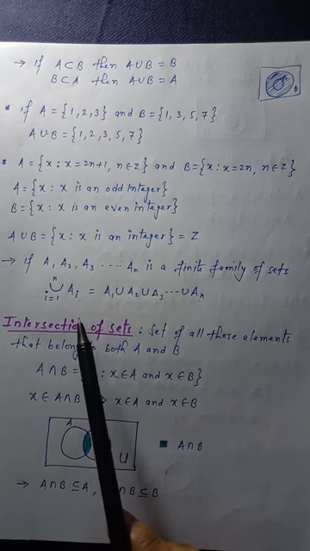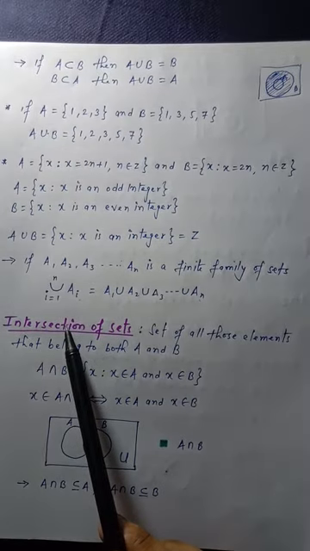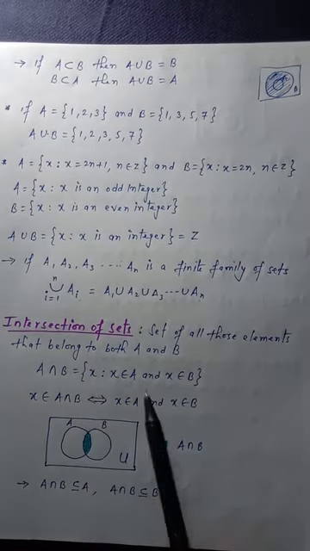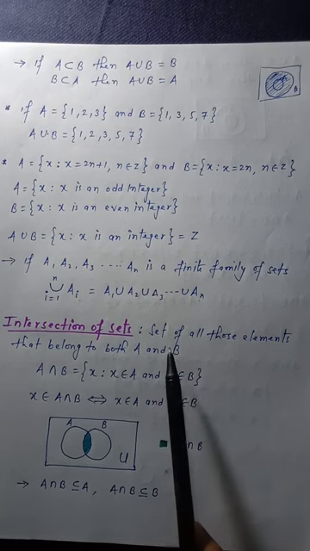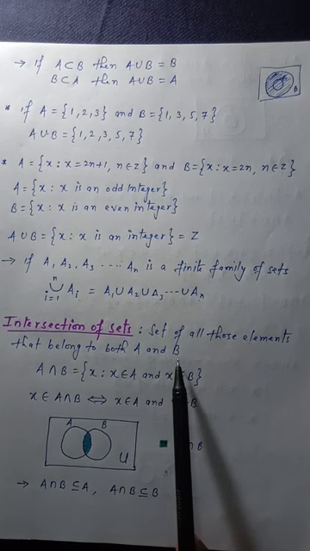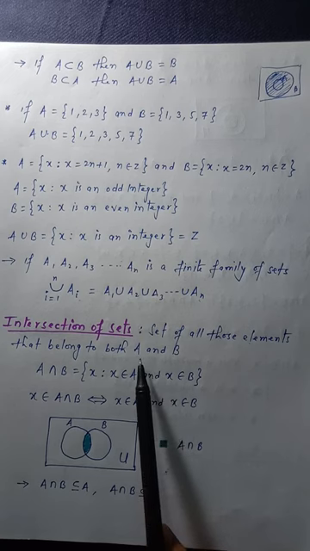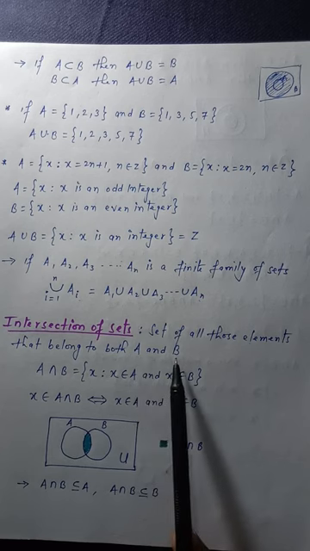Now come to the next operation, which is intersection of two sets. In intersection we will take those elements that belong to both sets A and B. Here I am saying 'and', whereas in case of union we were saying 'or'. So here we are sure about those elements which are present in A as well as in B.